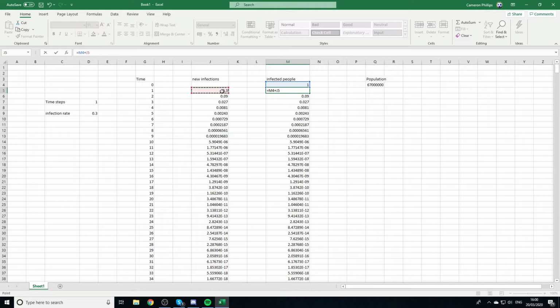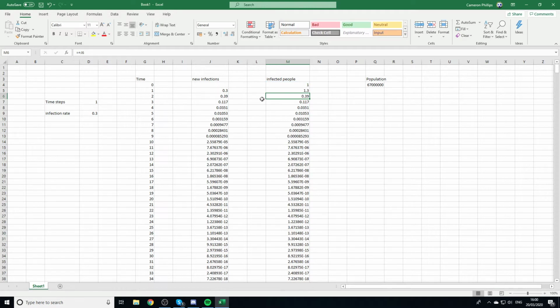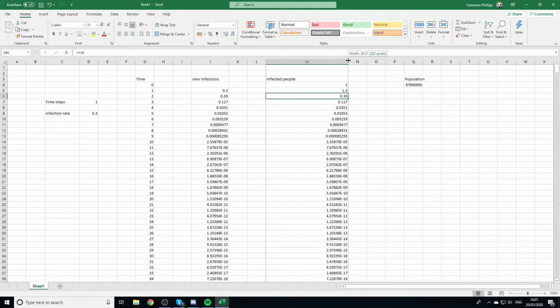If we put J5 in here, let's have a look at that very slowly. We had one infected person. The next day we had 0.3 new infections, and that makes 1.3. So the next day we got 0.39, 0.39. So that gets quite a few people quite quickly.